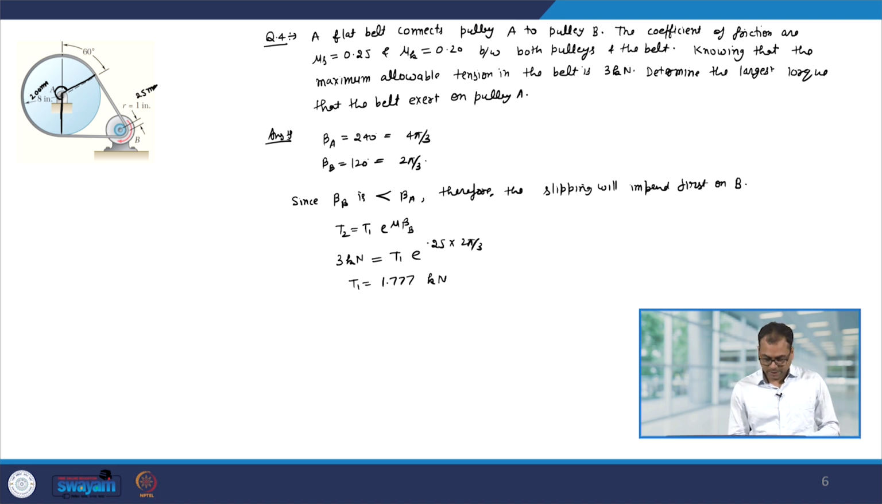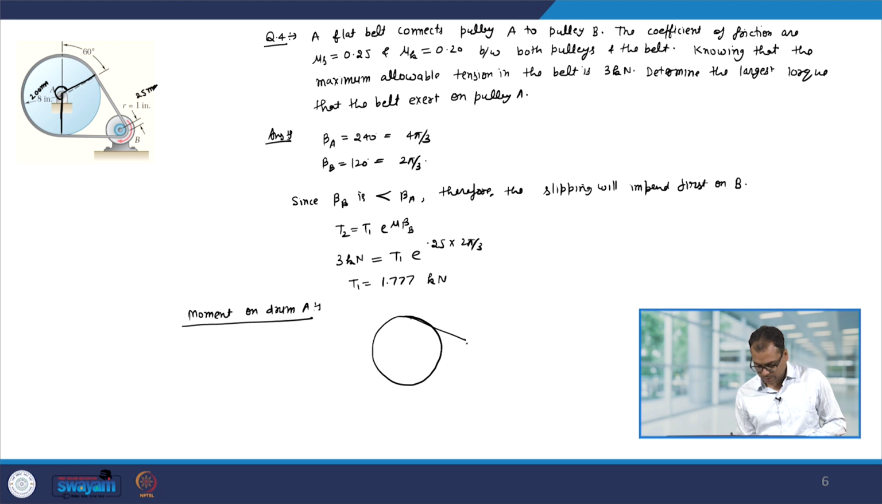Now, since we know T1 and T2, let us find out the moment on drum A, and for that let us look at the free body diagram of drum A. So, we have this drum, there is T2 and T1 force, and from pin A there will be a reaction force which will be in the direction which connects A and B. So, let us say it is R A, and there will be a moment to oppose the rotation, let us say it is some M A. Now, to find out the value of M A, let us take the moment about A.